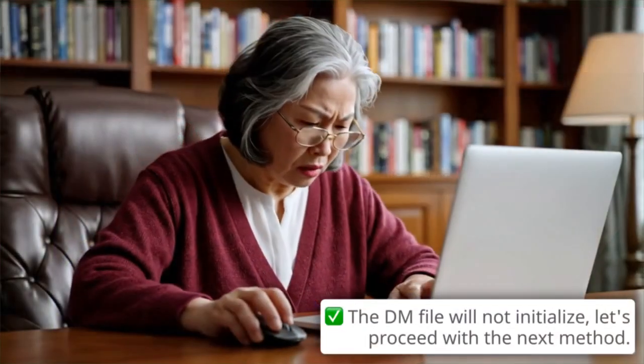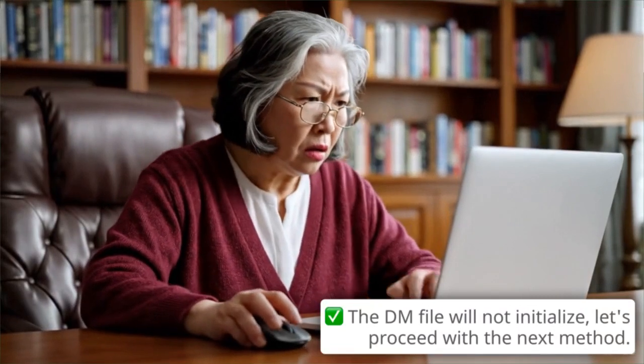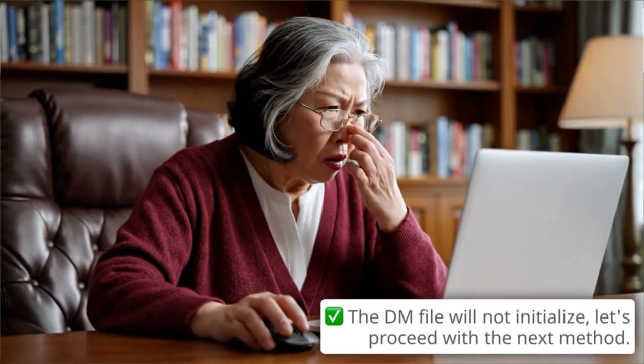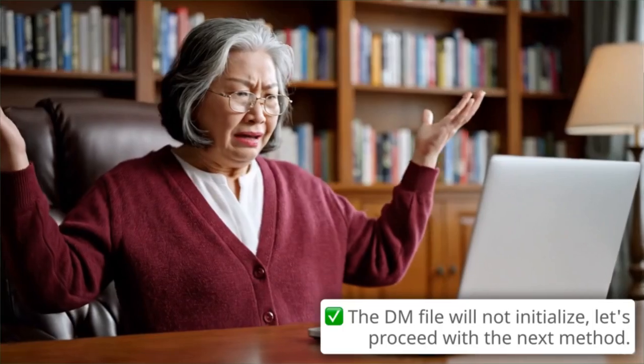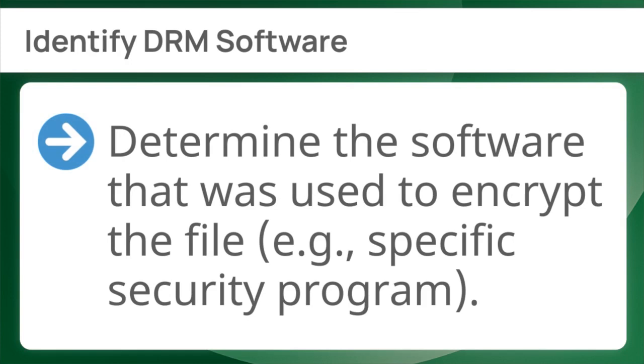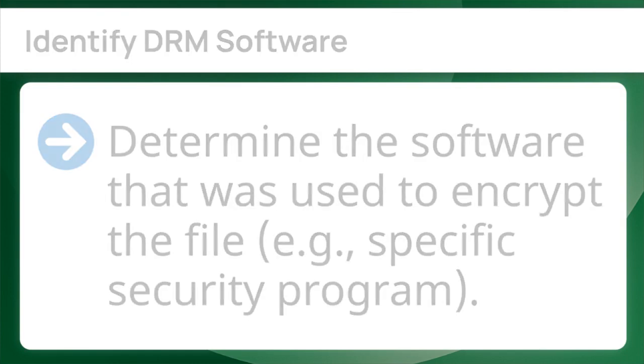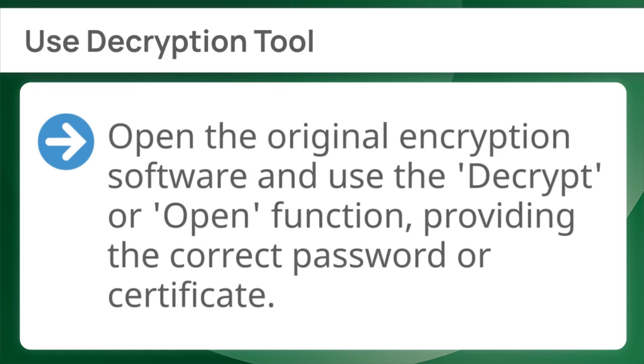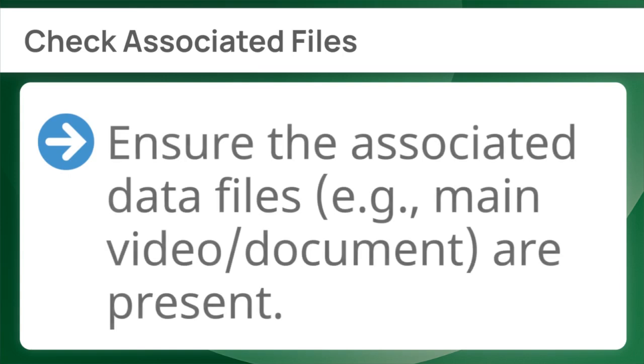If your DM file is still uncooperative, the time for guessing is over. Let's test these primary failure points immediately to confirm the source. First, identify DRM software. Determine the software that was used to encrypt the file, e.g. specific security program. Next, use decryption tool. Open the original encryption software and use the decrypt or open function, providing the correct password or certificate. Finally, check associated files. Ensure the associated data files, e.g. main video document, are present.